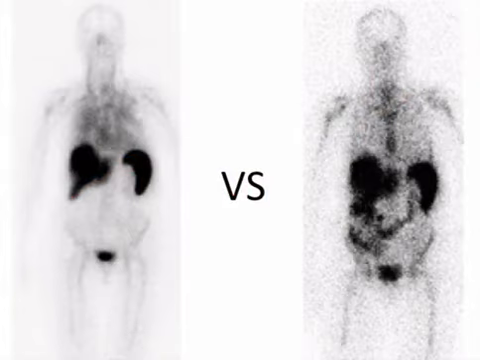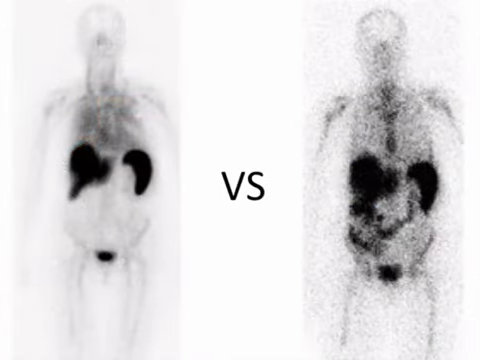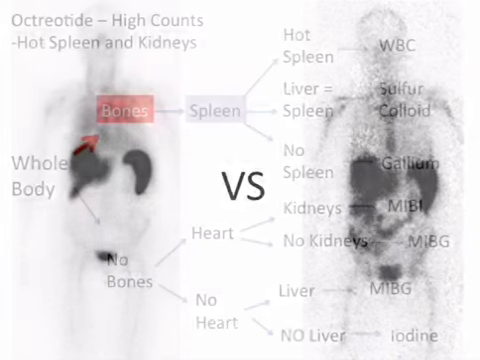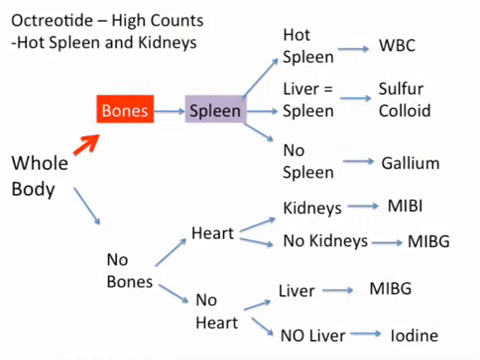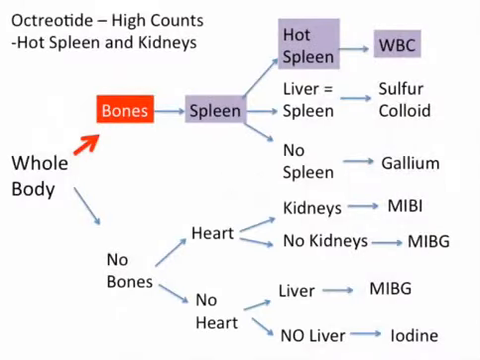Similar sort of algorithm here. Okay, bones or no bones? Bones, right? Okay, so now let's look at the spleen. Again, that spleen is way too hot to be anything other than a white blood cell scan. So pretty much have to go there, right?